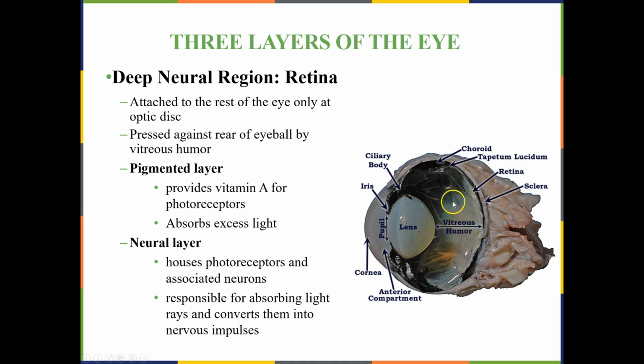Then the deepest layer of the eye is the neural region, or the retina. The retina has a pigmented layer which takes in excess light rays and also produces vitamin A for our photoreceptors, rods and cones. Then we have the neural layer, which houses those photoreceptors, rods and cones, and takes in light rays so that we can convert them to electrical impulses, which our occipital lobe will take in so that we can perceive some type of vision.